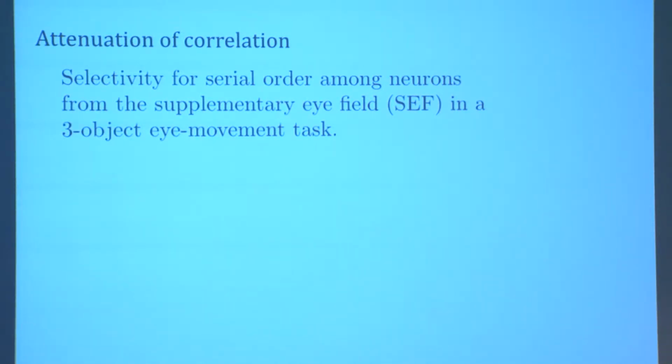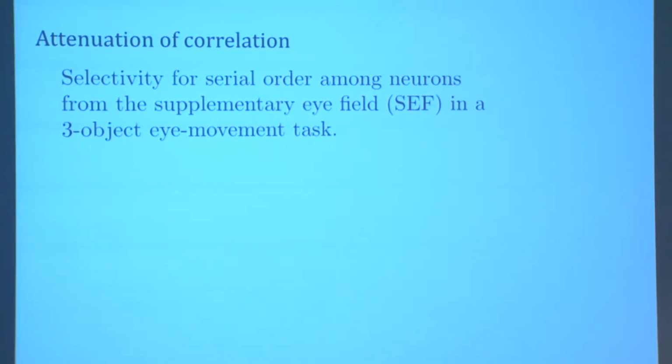So it comes from an experiment that was done, and I happened to be in the room when results were reported by a graduate student working with one of my colleagues. And it concerns the attenuation of correlation. What my colleague was concerned about was a phenomenon that had been reported in the literature by another lab, which involved selectivity for serial order among neurons from the supplementary eye field. Supplementary eye field is just forward of the motor area, and it feeds into the area that controls eye movement. And it wasn't clear exactly what that area does.